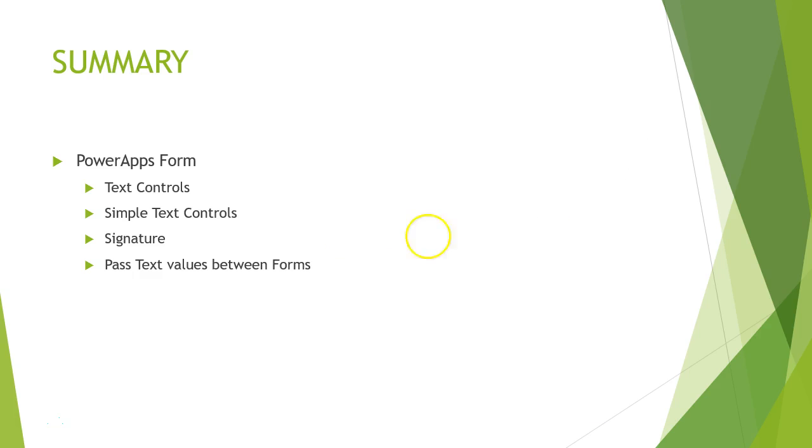So as a summary, we have learned how to add text controls, add simple text boxes that gets details like name. Then we added a signature control using the pen input, and we also learned how to pass the text values between the forms.